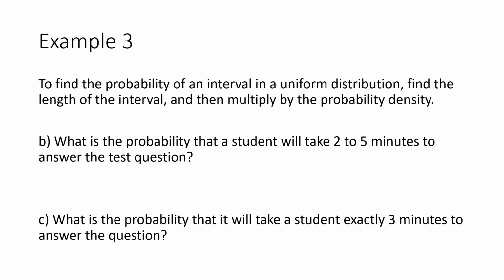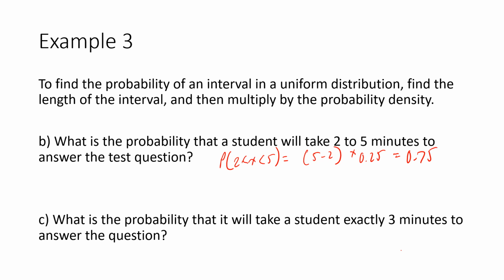All right, so to find the probability of an interval in uniform distribution, you just have to find the length of the interval and then multiply that by the probability density, right? Because remember, the area represents the probability. So going back to this example, what's the probability that a student will take 2 to 5 minutes to answer the test question? So the probability that I'll take 2 to 5 minutes will just be 5 minus 2, which is the length of the histogram, right, times the height, which is 1 over 4, aka 0.25, so 0.75, 75%.